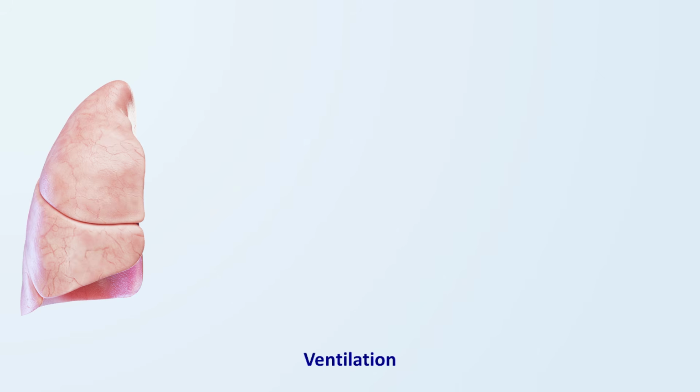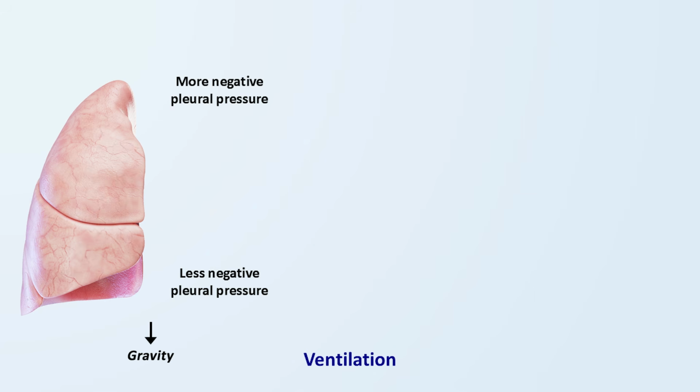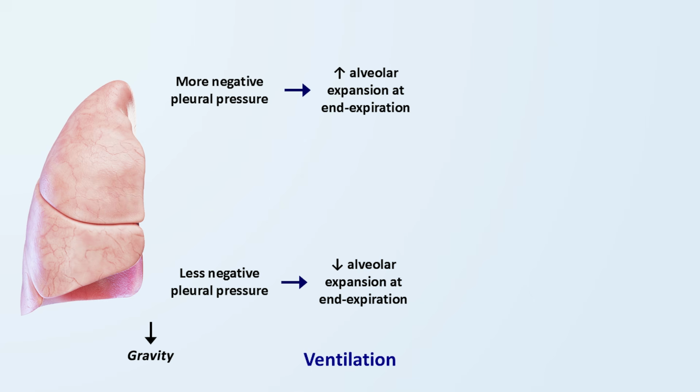The major contributor to regional differences in ventilation and perfusion is gravity. Let's look at ventilation first. In the upright lung, there is a gravity-dependent pleural pressure gradient such that the pleural pressure is more negative at the apex than at the base, pulling more outwardly on the alveoli at the apex. As a result, apical alveoli are more distended at end expiration.